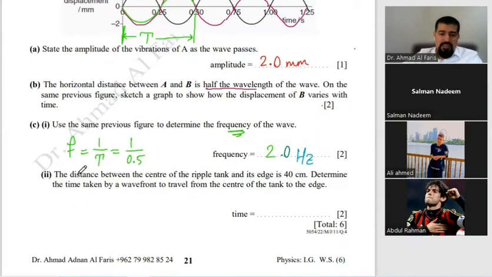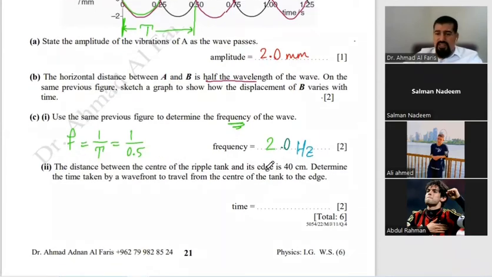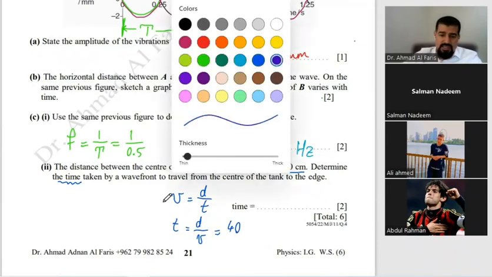Part D, part I: the distance between the center of the ripple tank and the edge is 40 centimeters. Determine the time taken by the wavefront to travel from the center of the tank to the edge. The distance from the center to the edge is 40 centimeters. We know that speed equals distance divided by time. They ask about the time, so time equals distance divided by speed, or velocity. The distance is 40 centimeters, and we can keep it in centimeters if the speed is in centimeters. This is the second step.